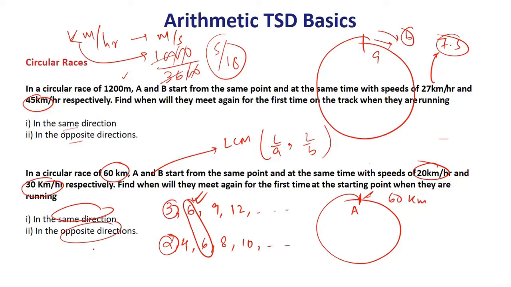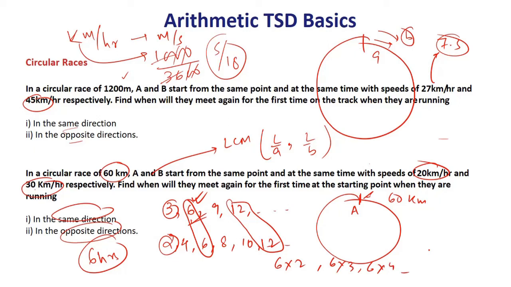So in this case, what will be the time? 6 hours. Now if you want to calculate when they meet next, you have to take the multiples only, right? So when are they meeting next? 12, which is a multiple of the LCM, so 6 into 2. Next will be 6 into 3, 6 into 4, right? Going on, so on and so forth. I hope this is clear to you.